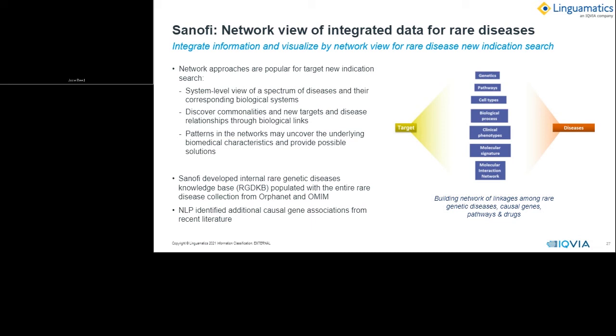So Sanofi developed an internal rare genetic diseases knowledge base, RGDKB, populated with the entire rare disease collection from Orphanet and OMIM, with information added from literature using NLP to pull out causal gene associations. And the kind of information they can connect using natural language processing is not just direct from a target to a disease, as shown in the schematic here, but going through a whole suite of linkages. So these indirect relations allow networks to be built. So thinking from target to pathway, and then pathway to disease, target to cell type, and then cell type to disease. And so you can make these indirect associations and connections.